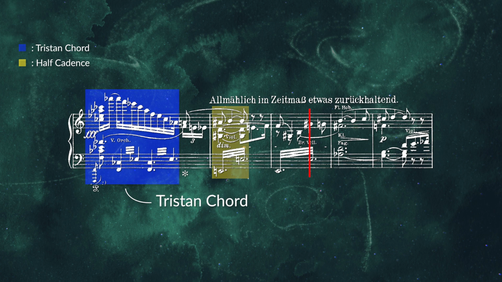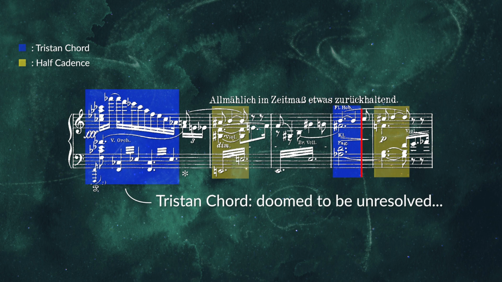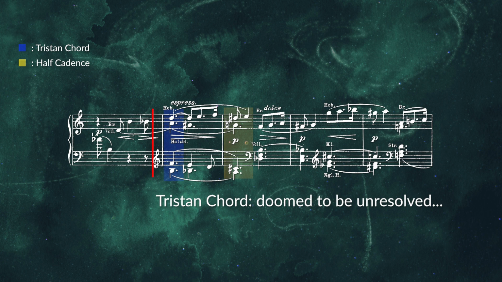As the music dies down, we realize something. The Tristan chord is doomed to be unresolved. In fact, as the music goes on into the rest of the opera, Wagner almost never resolved this chord. And this is the perfect musical representation of an unquenchable desire.